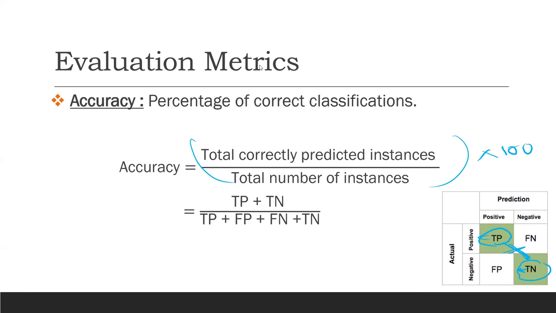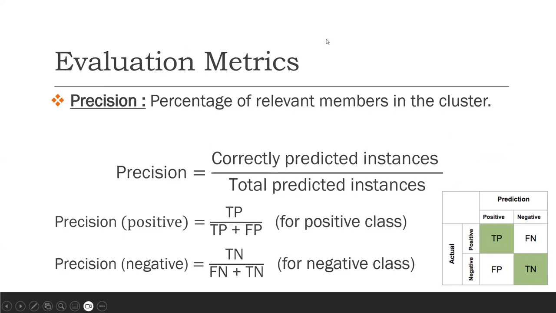Okay, now you know about accuracy, right? Now we will look at what we mean by precision. Precision is the percentage of relevant members in the cluster. Precision is related to predictions. Among the total predictions, how many correct predictions happened? The ratio between the total predictions and the correct predictions, that ratio we can call precision, right?